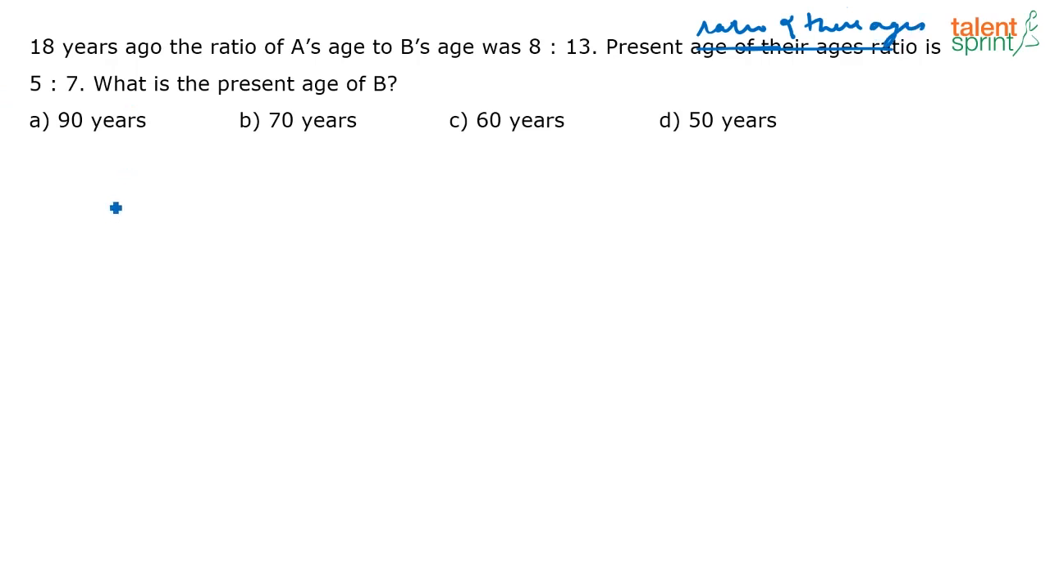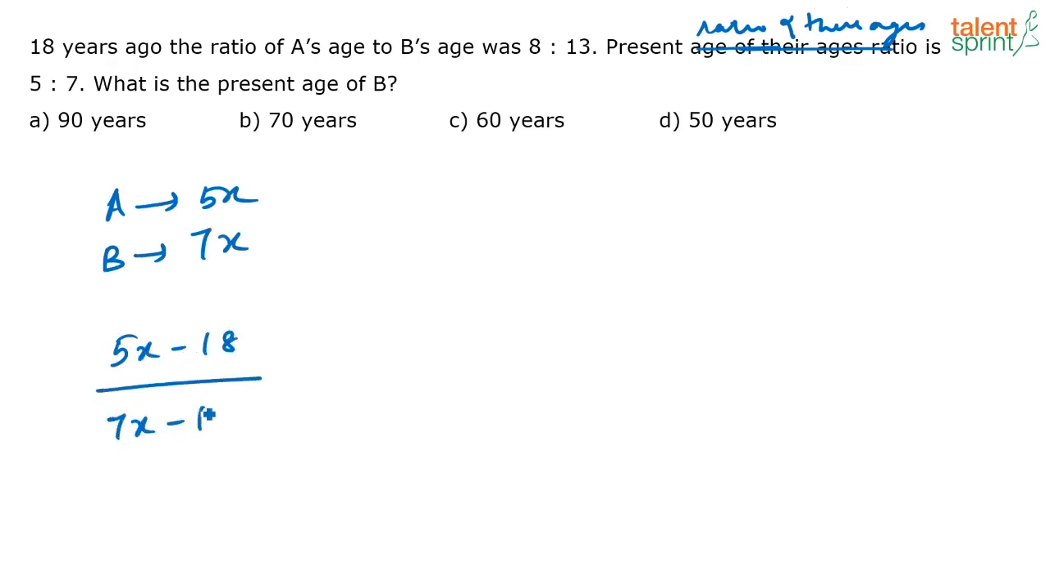So if I say present age of A is 5x, present age of B is 7x. Now 18 years ago means A's age will be 5x minus 18. 18 years ago B's age will be 7x minus 18, and this ratio is given as 8:13. So solve for this and find out the value of x and the present age of B.